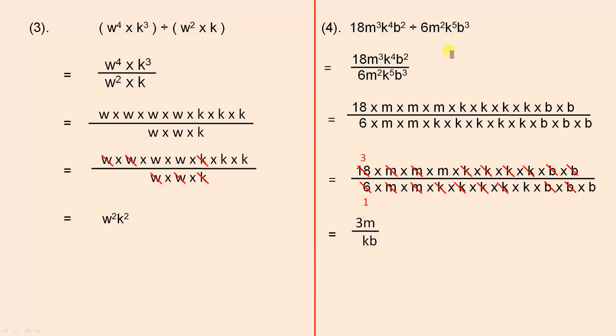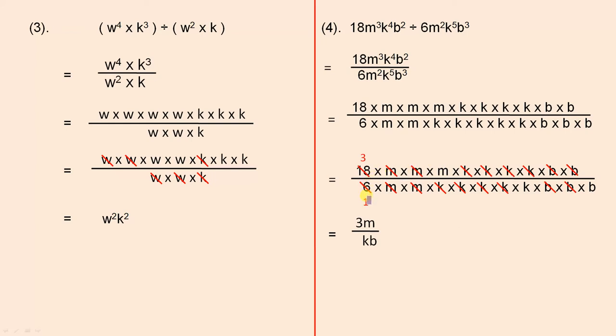Let's look at number 4. So there it is there. We rewrite it this way. When we expand it, this is what we have for the numerator, and that's what we have for the denominator. Let's quickly check. There's m cubed, k to the power of 4, and b squared. There's m squared, k to the power of 5, and b cubed.